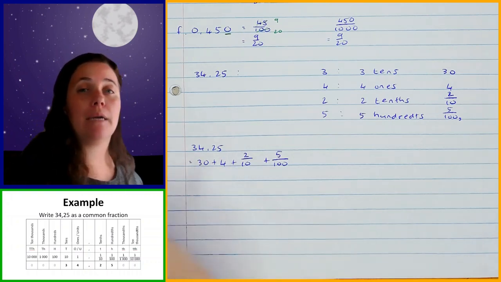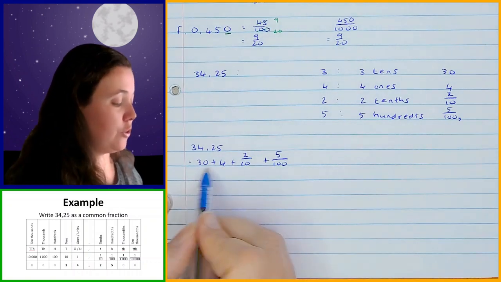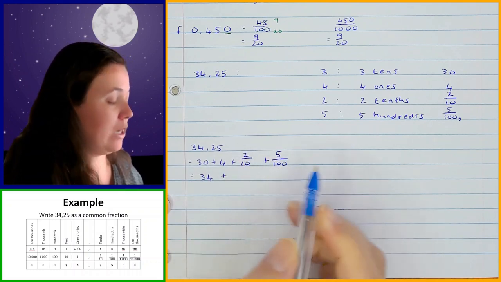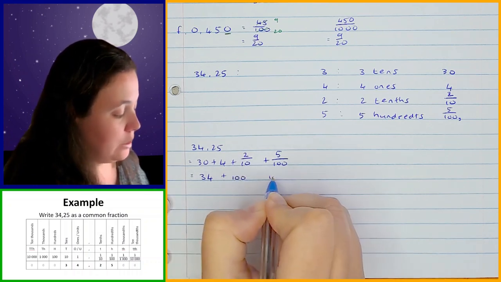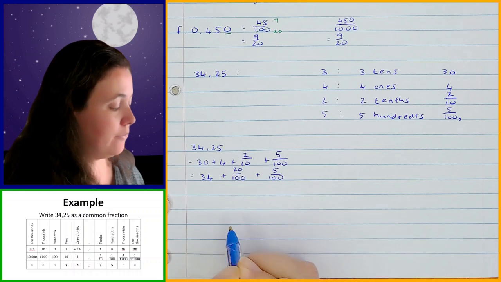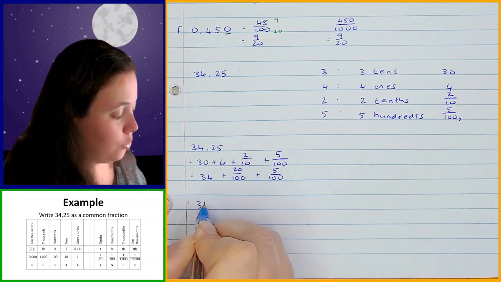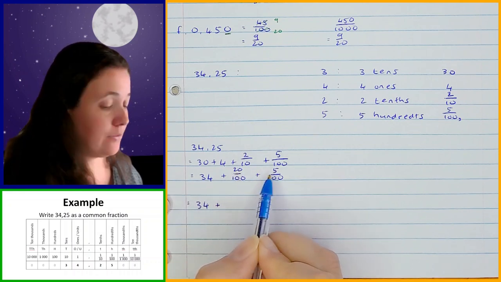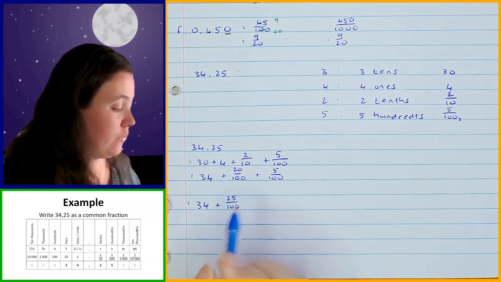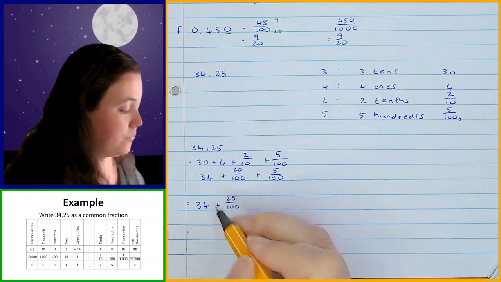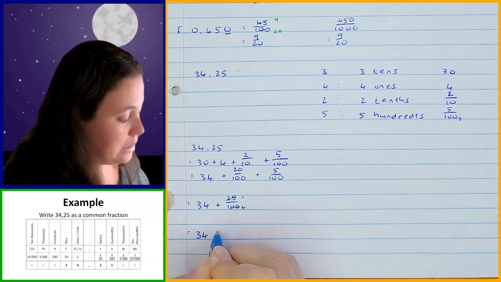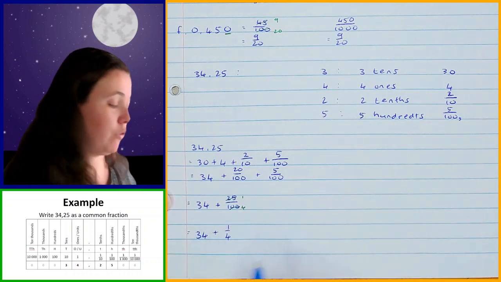So I'm going to do my units or my whole numbers and my fractions separately. So 30 plus 4 is 34. Plus, over here, 2 over 10 and 5 over 100. I'm going to find my LCD. That is going to be 100. Multiply this by 10 to get 100. So I multiply that by 10, which is 20, plus 5. Okay, 20 over 100 plus 5 over 100. So this is 34 plus 25 over 100. Now I can simplify that fraction over there by dividing both of them by 25. 25 goes in there once, 25 goes in there four times. So that leaves me with a quarter. So 34 and we're adding a quarter. Now this I can just write as 34 and a quarter.